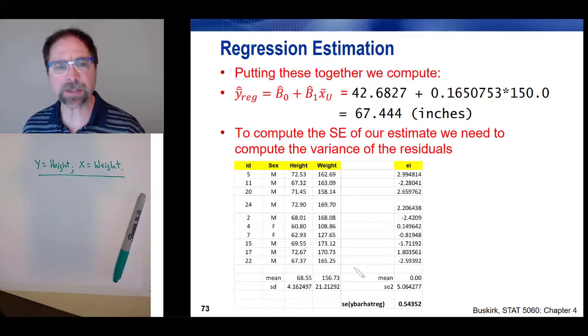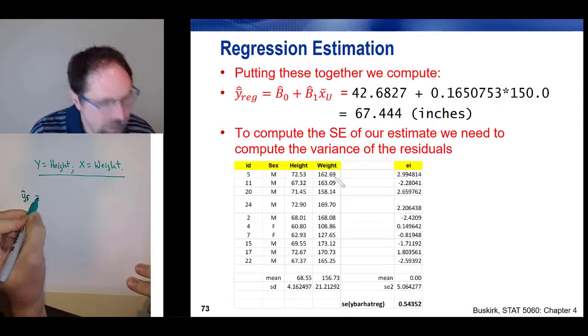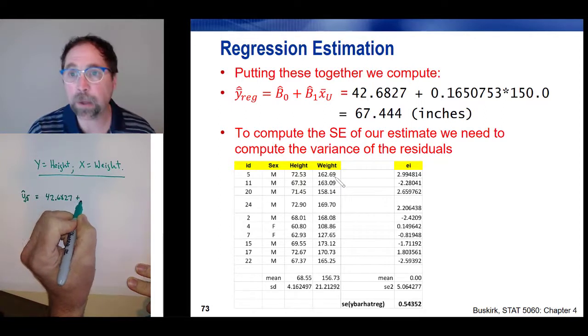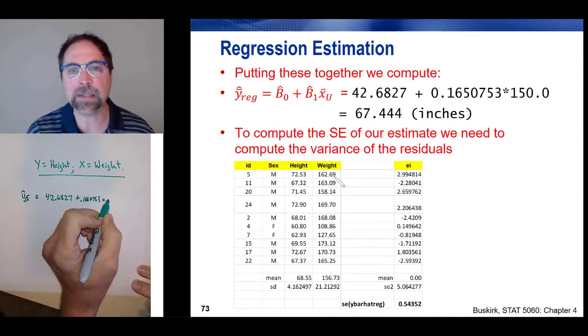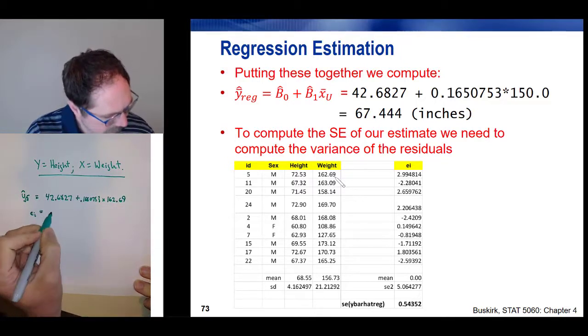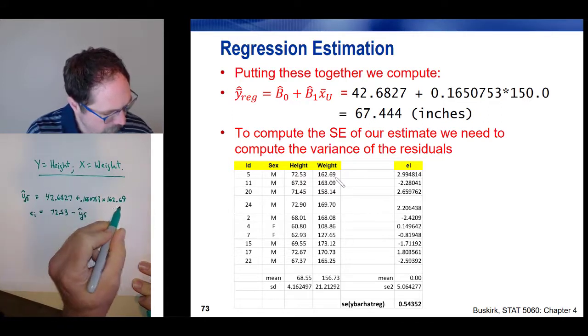So the way I did this is, here's the information that you have. The residual is the y variable, which is the height, minus its estimated value from the regression. The way I would calculate the estimated value from the regression is I would take the B0 hat, 42.6827, plus 0.165 times the 162.69. So let's say y1 hat, that's for ID number 5, is equal to 42.6827, or I'm sorry, plus 0.1650753 times its weight value, 162.69. The residual value that I'm going to calculate in this far column is the difference between the actual height, which is 72.53, the observed, minus the predicted, which is just computed above.